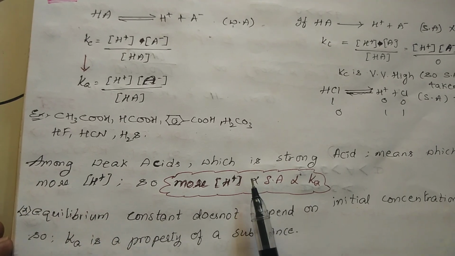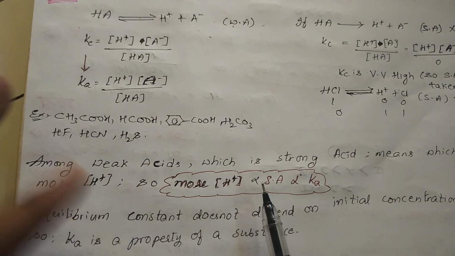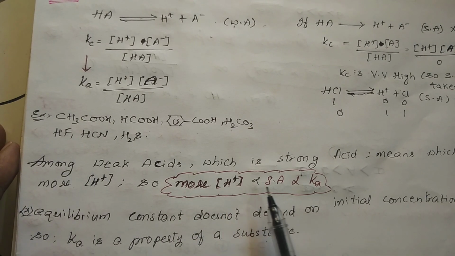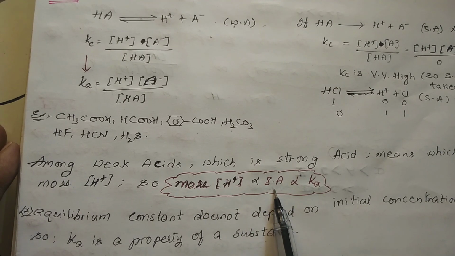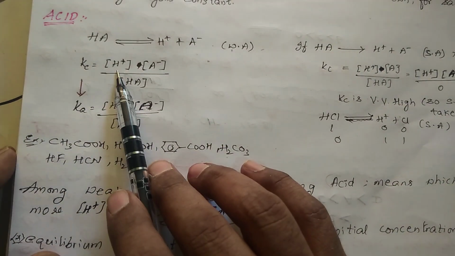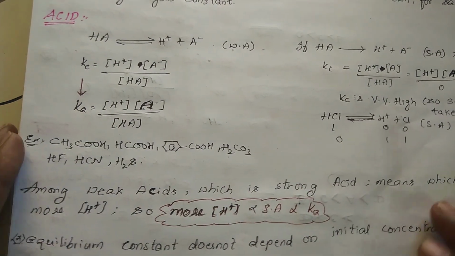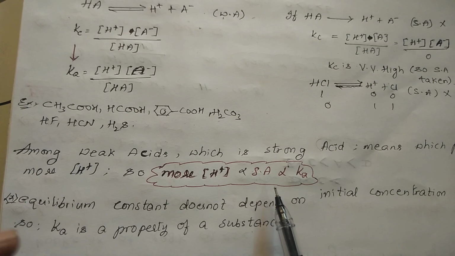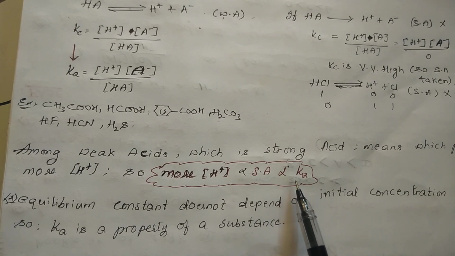Among strong and weak acids, among the weak acids, if I ask which is the stronger one, it means whichever produces more H plus. The stronger the acid, the more will be the production of H plus. What does that indicate? It indicates the Ka equilibrium constant is also more. If more H plus is present, automatically this one will be high. I am saying this among the weak acids only. Among the weak acids, the stronger acid produces more H plus, and it will have a higher acid dissociation constant.